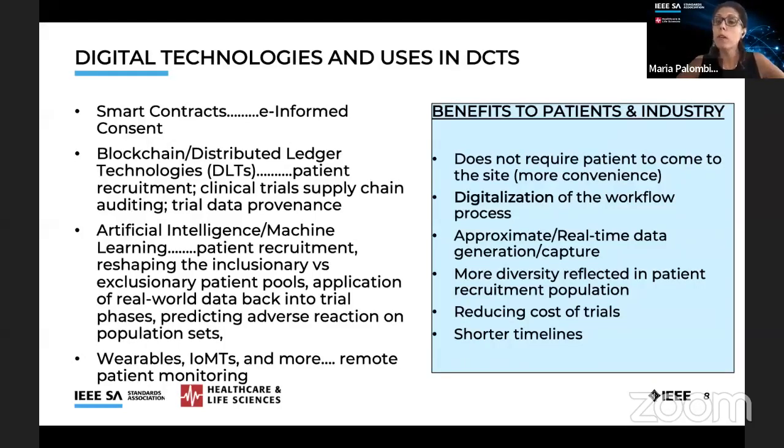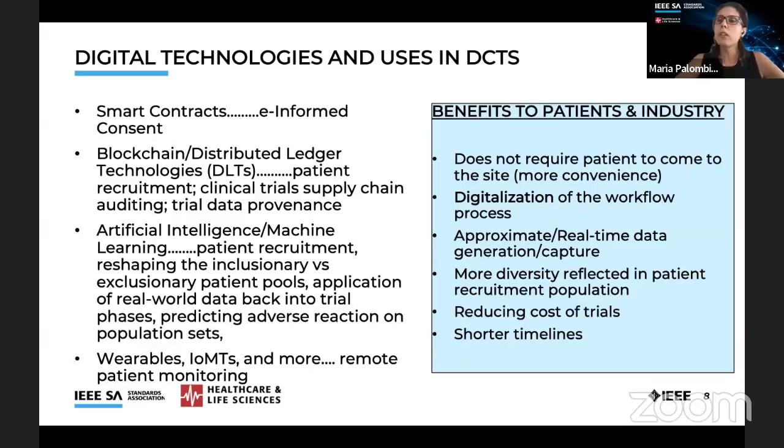And of course, more importantly, decentralized clinical trials are enabled through the use of wearables and Internet of Medical Things, sensors that enable the remote patient monitoring side. The majority of them are in monitoring, not so much in therapeutic delivery at the point of clinical trials research. So these come with their own challenges, which we'll get to real quick.